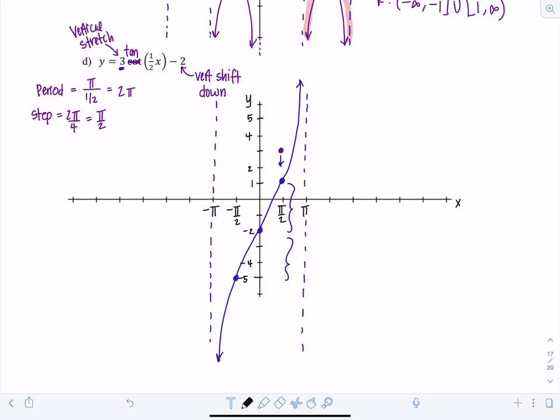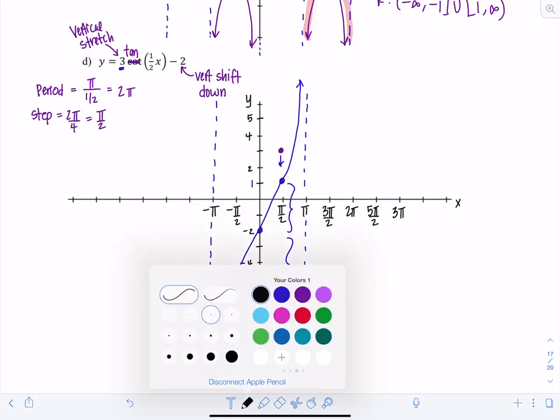Okay, so let's keep adding the step of pi over 2. So pi right here, that's 2 pi over 2. So this is going to be 3 pi over 2. I'm sorry. 2 pi over 2, now this is 3 pi over 2. 4 pi over 2, which is 2 pi. 5 pi over 2. And then now we have our 6 pi over 2, which is 3 pi. Okay. And that's where we have the other vertical asymptote.